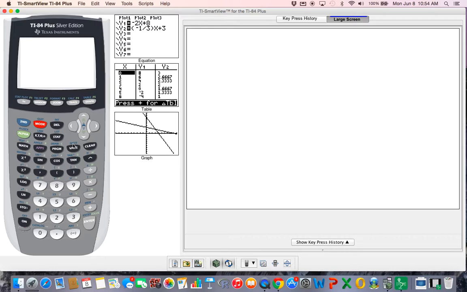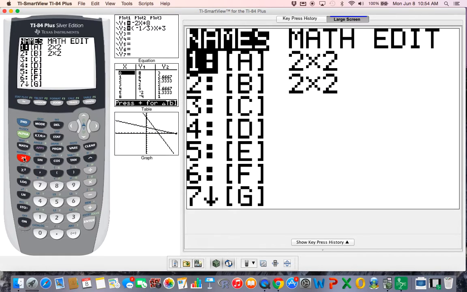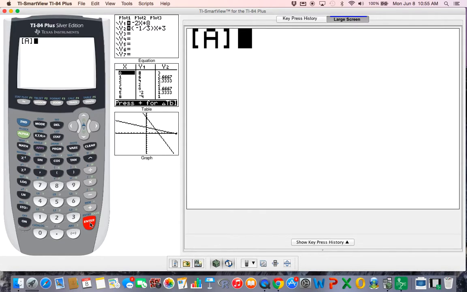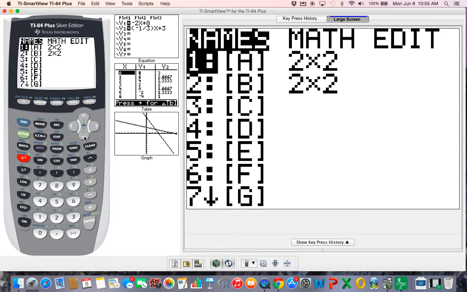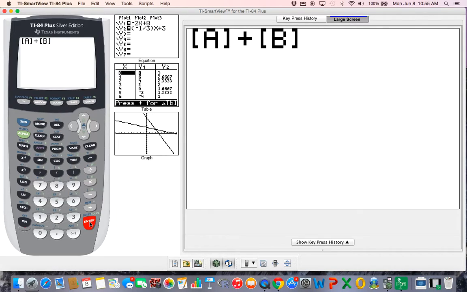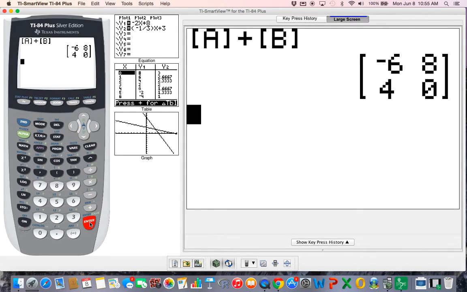Now I want to look at adding the two matrices. To do any operation on the matrices, I have to go back into the matrix menu. Now I've got my 2 by 2 stored in as A and B, and later on I can overwrite that. But I want to see the addition, so I just select A. It's going to copy and paste that into the home screen. I want to add, so I go back into the matrix, come down and get B, and add it. Hit enter, and you'll see that we get negative 6, 8, 4, 0, just like before.